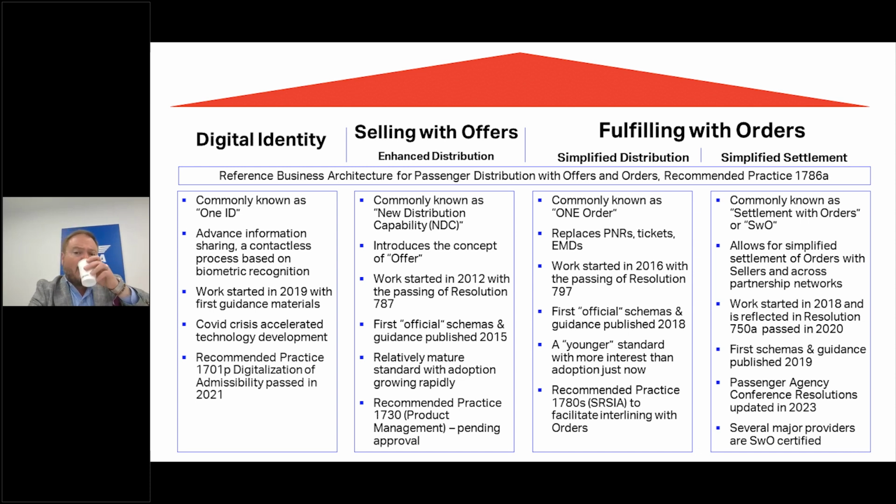And finally, we have a pillar under simplified settlement, where we maintain a standard called settlement with orders, and that is a native way for airlines to settle orders either with travel trade in view of intermediated sales, or with interline and other partners, and that is a part of work which is underway now under the Settlement and Accounting Standards Board that is looking at ensuring that the SWO standard can be used for interline settlements as well.